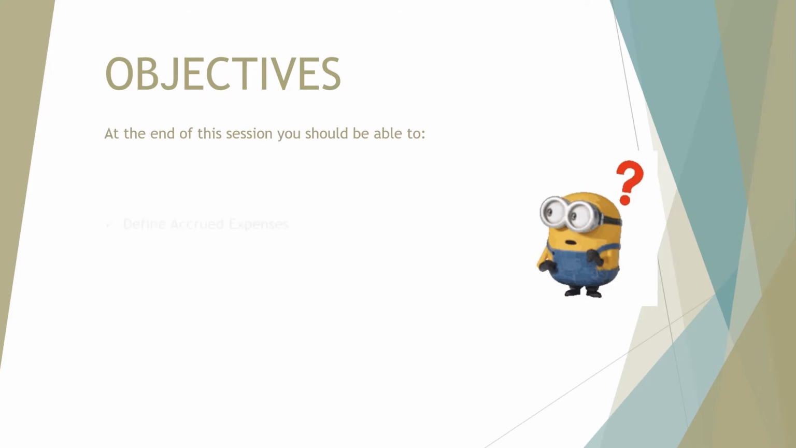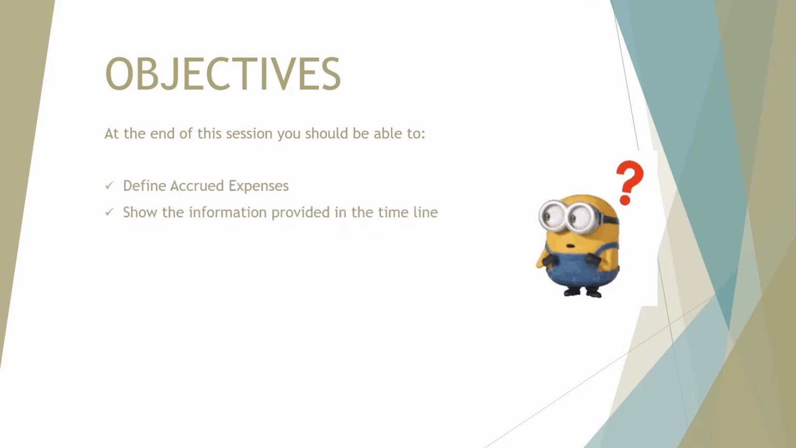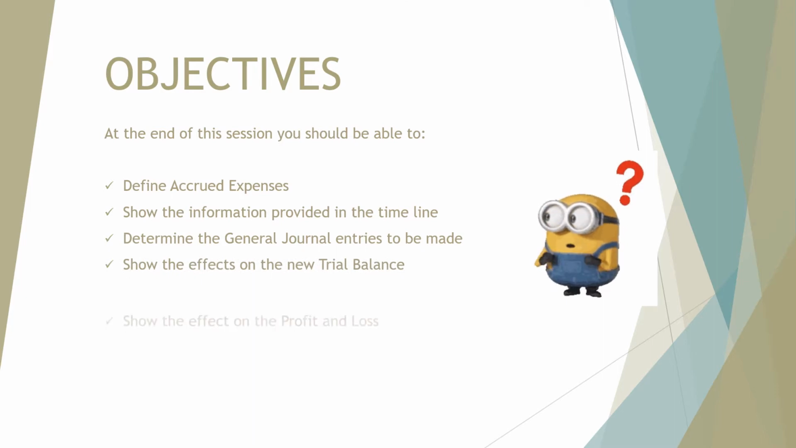The objective of this class: at the end of this session, you should be able to define accrued expenses, show the information on a timeline, determine the general journal entries, and show the effect on the new trial balance, the effect on the profit and loss, and the balance sheet. All these are just similar to the previous topic that we have covered on prepayments.